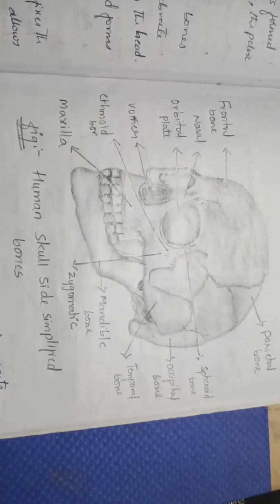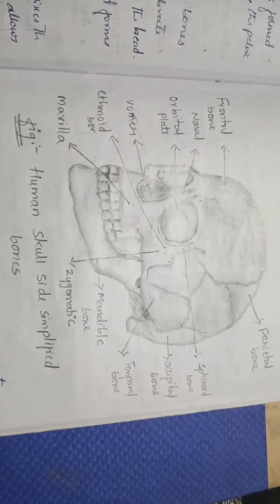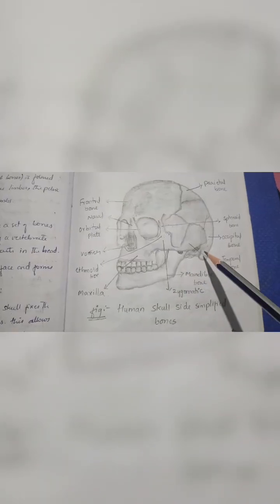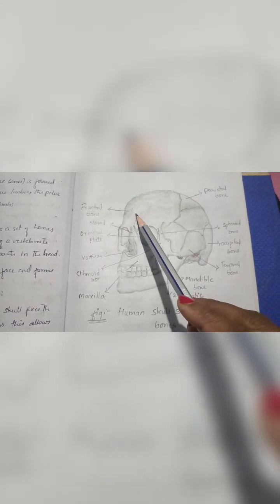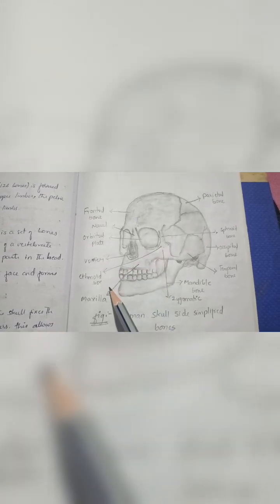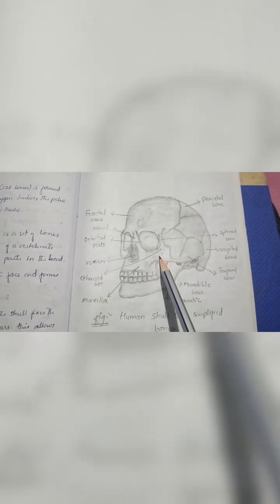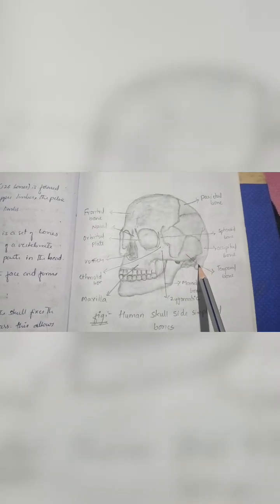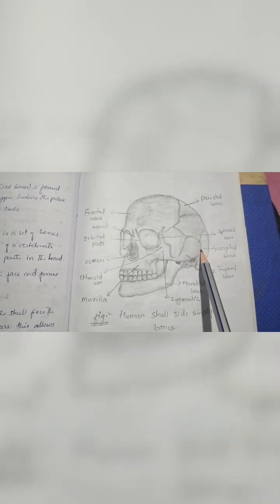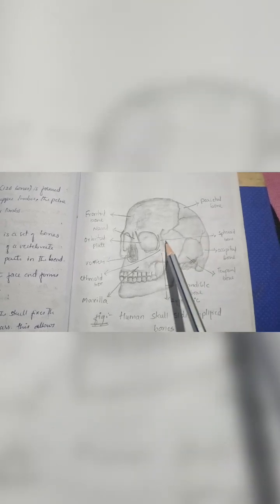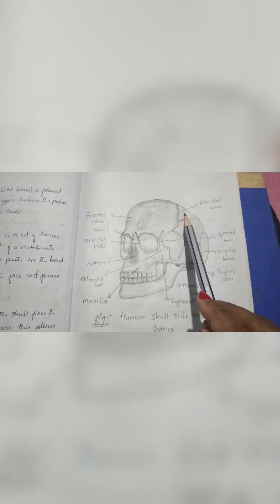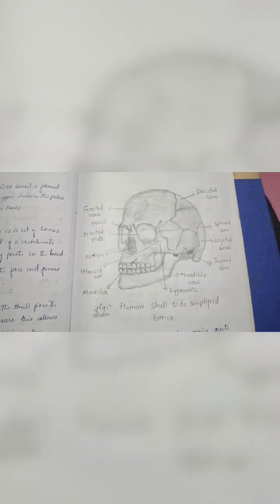Figure of human bone. Bones of the human skull. This bone is known as the frontal bone. This bone is known as the orbital plate. And this is the nasal bone. This is the vomer bone. This is the ethmoid bone. This is the maxilla bone. This is the mandible bone. This is the zygomatic bone. This is the temporal bone. This is the occipital bone. This is the sphenoid bone, and this is the parietal bone. These are the bones of the skull.